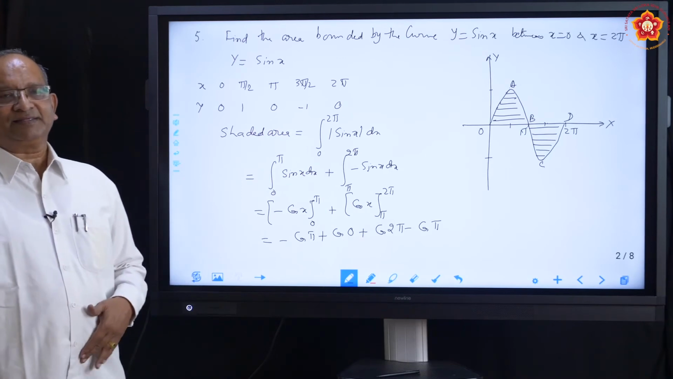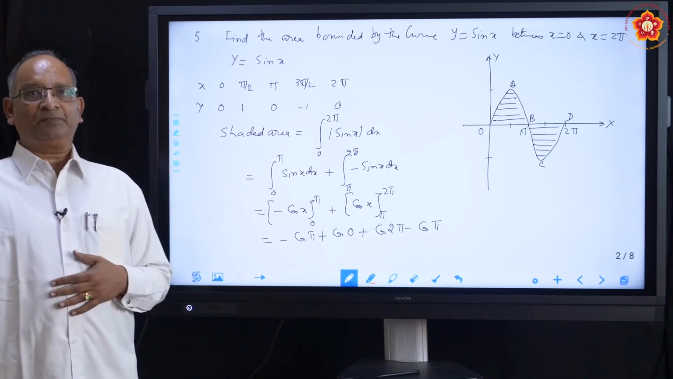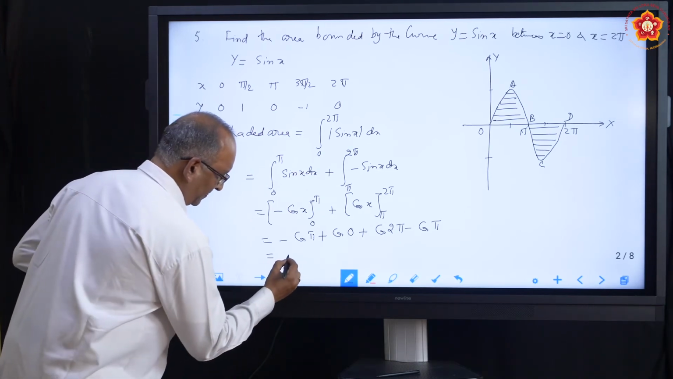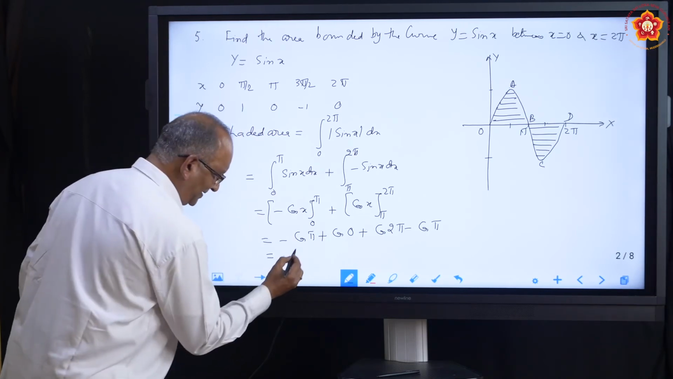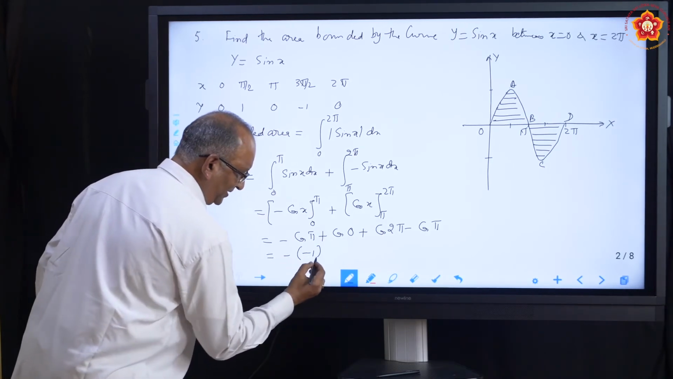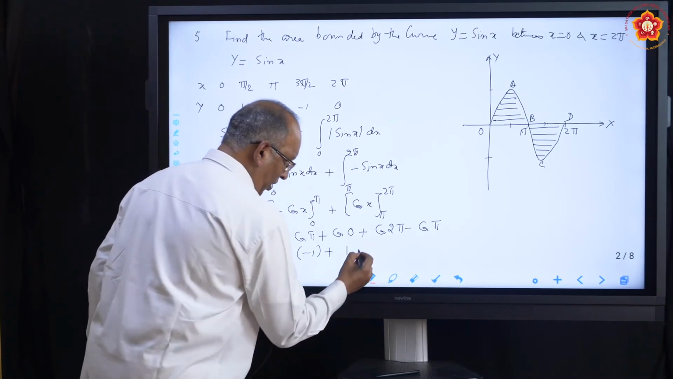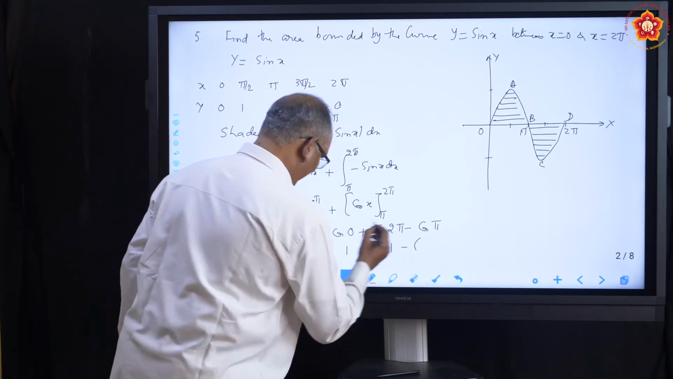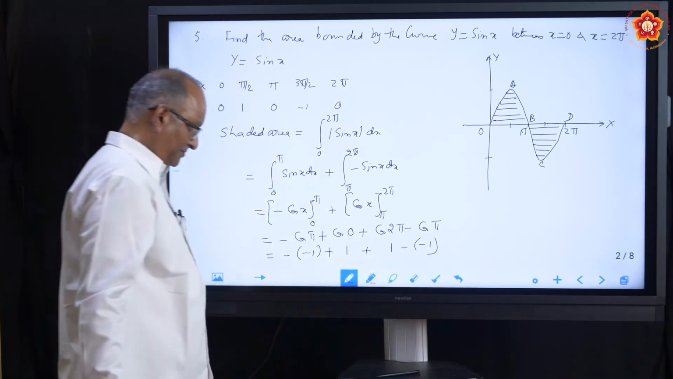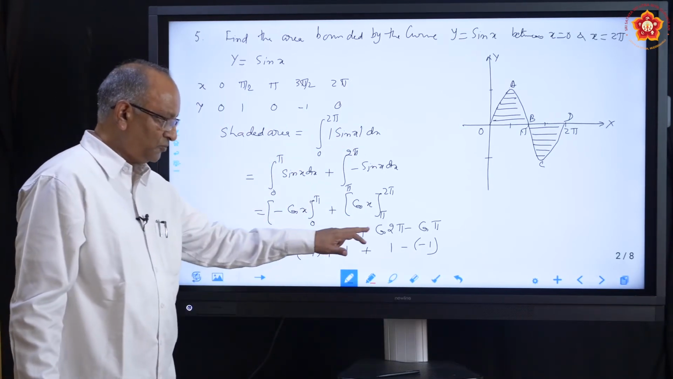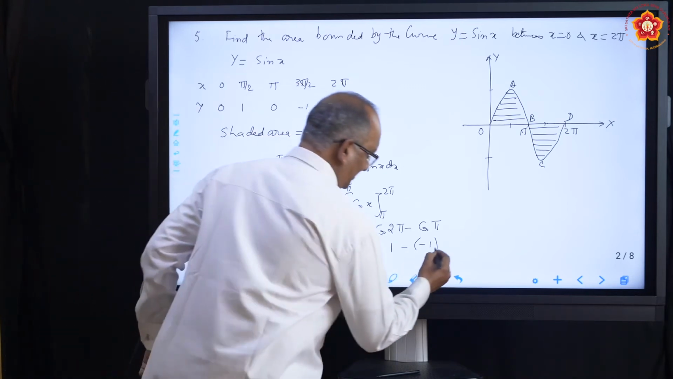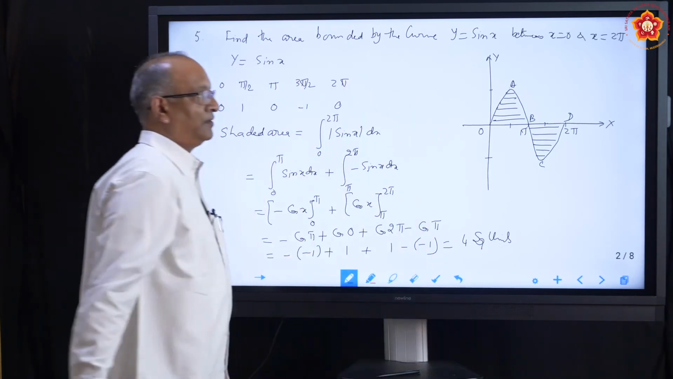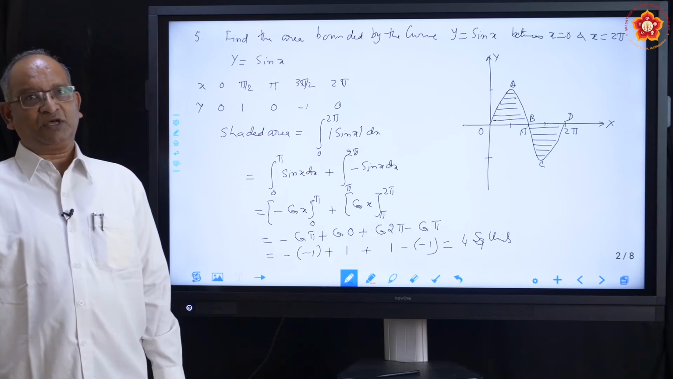What is cos 180 degrees? Cos 180 plus 0 is minus cos 0. Cos 0 is 1, so it is minus 1. Minus is there. Value of cos pi is minus 1. Plus cos 0 is 1. Cos 2 pi is nothing but cos 0, which is again 1. Minus cos pi is minus 1. Minus of minus 1, 1 plus 1, 2, 2 plus 1, 3 plus 1, 4. So the answer is 4 square units. This is how we solve this problem.